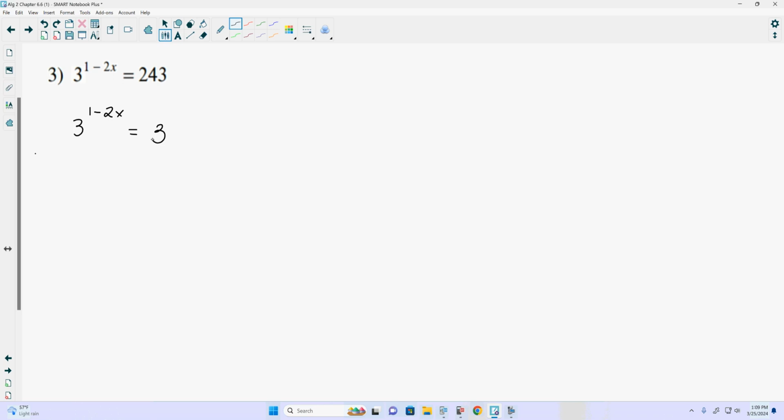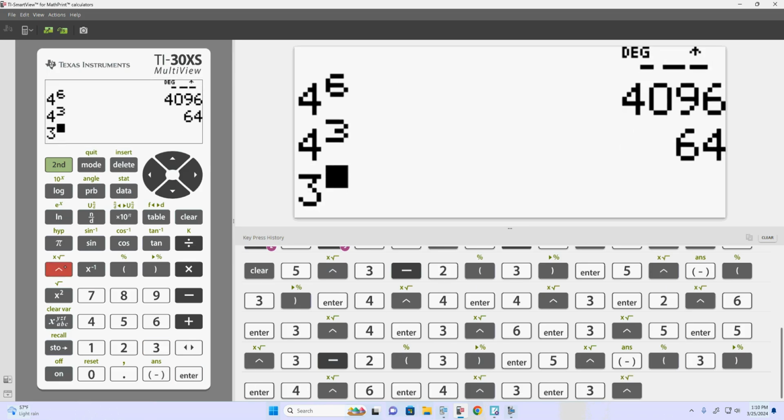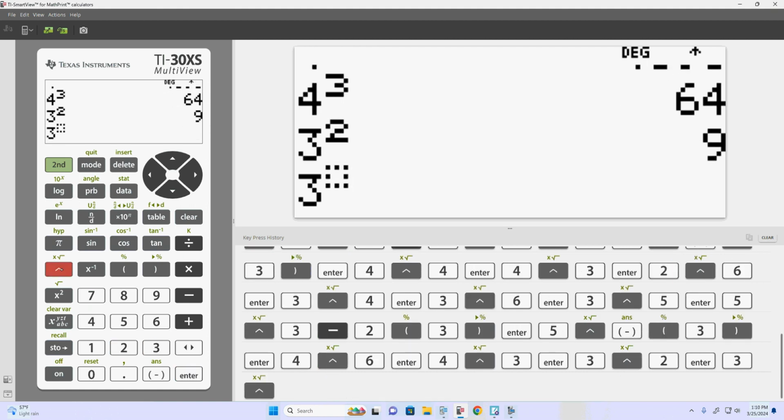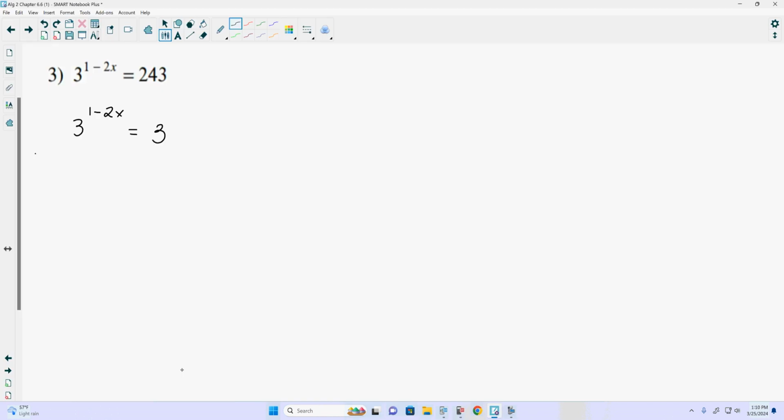What we're hoping to be able to do is rewrite 243 as 3 to a power, because the other side, 3, is as simplified as it gets. We can't reduce or rewrite 3. So 3 to what power do we think is 243? It's actually 5. Because 3 to the 4th would be 81.